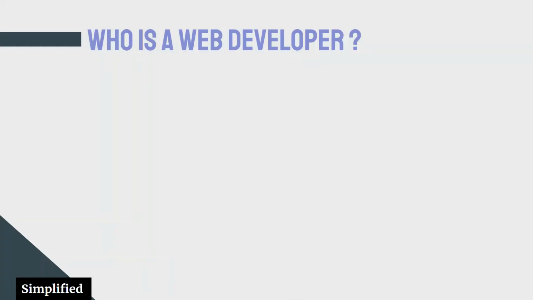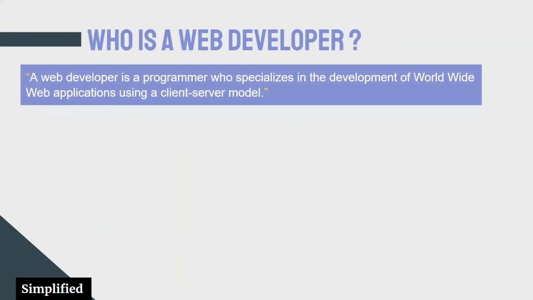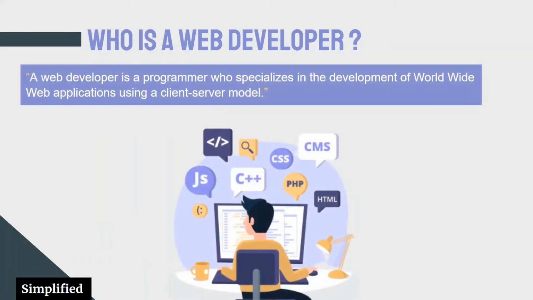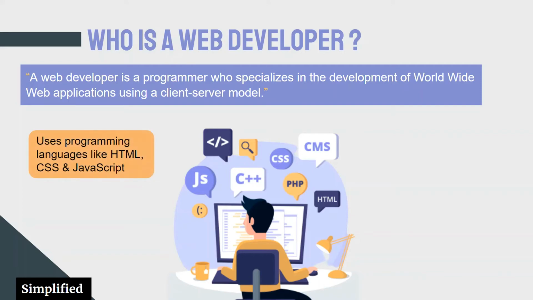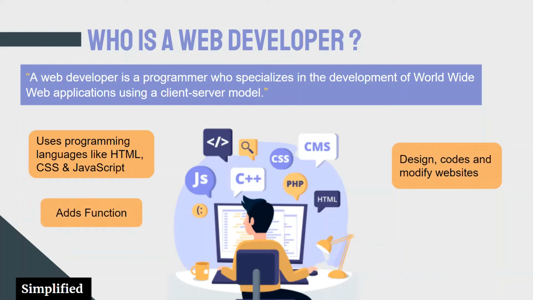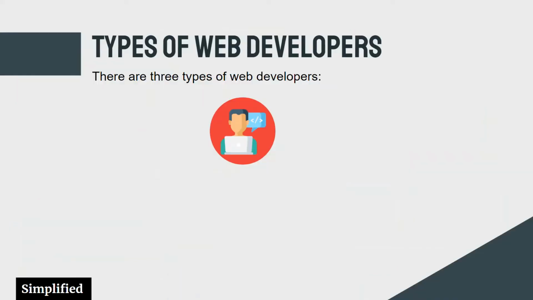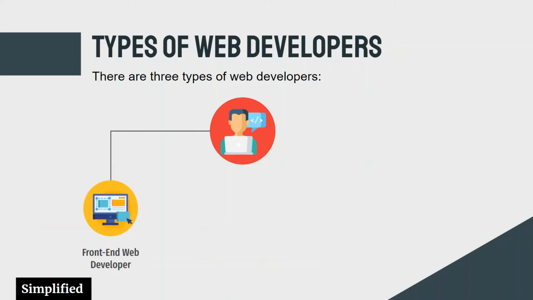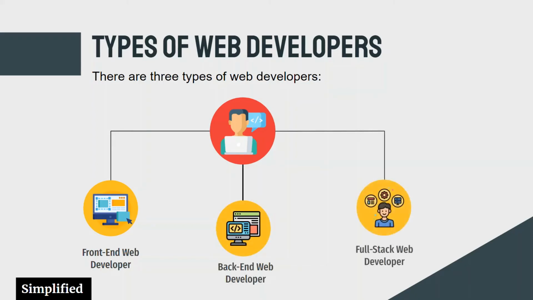Who is a web developer? A web developer is a programmer who specializes in the development of World Wide Web applications using a client-server model. They are also responsible for designing, coding and modifying websites, from layout to function and according to a client's specifications. To understand what is a web developer, it is crucial to know the main types of web developers, that is, front-end web developer, back-end web developer, and full-stack web developer.